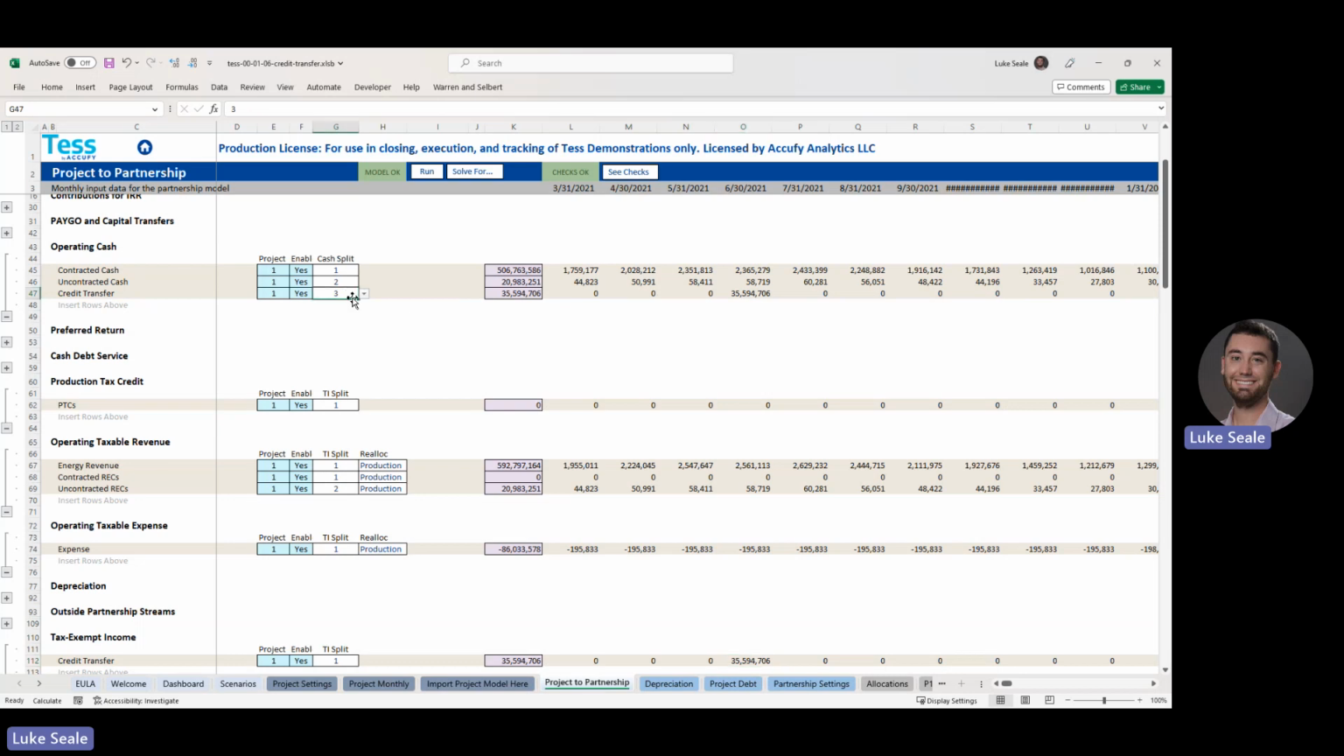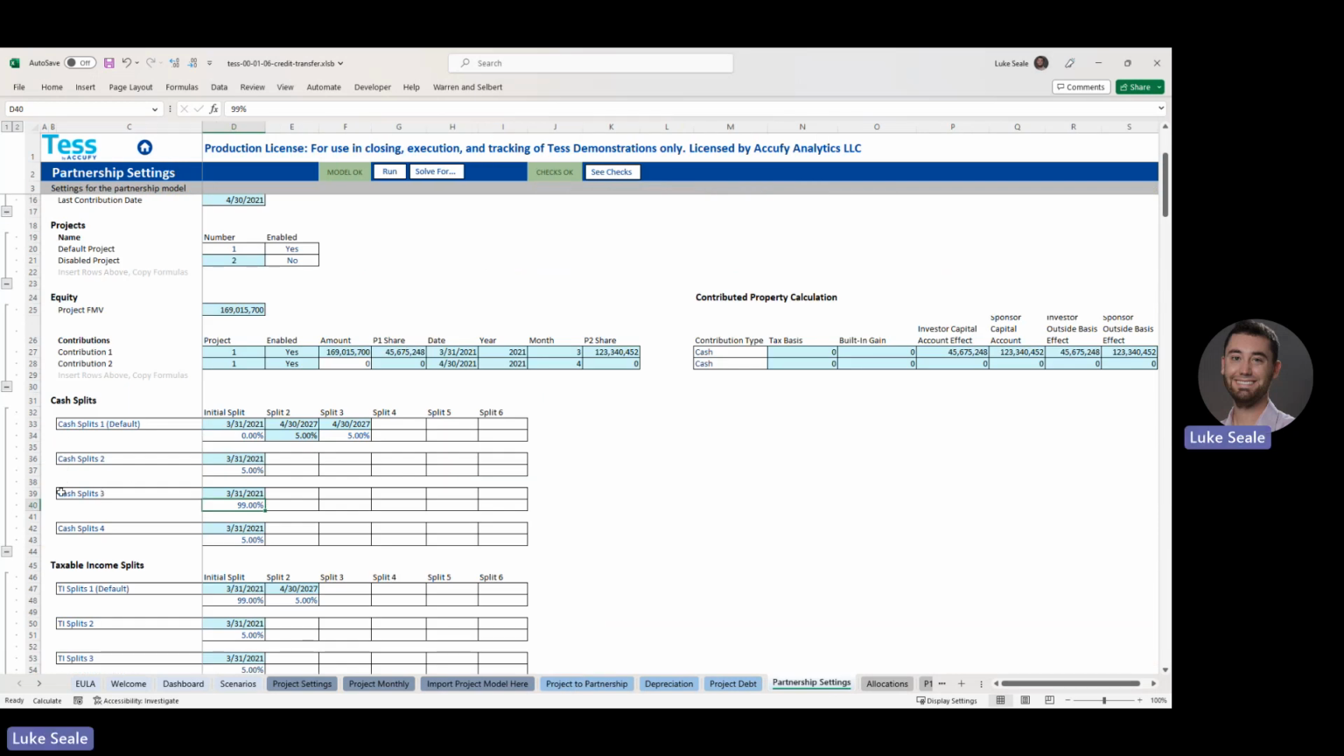Okay, so now let's get into what is this cash split 3 thing. If I go to the partnership settings tab down here, you'll see there's this section of cash splits right here. And what this does is it allows us to specify schedules of splits. So you can see, for example, in split 1, we have a start date, a date where it changes, and then this is a repeat actually of the same date. So it's really just 0% switching to 5%.